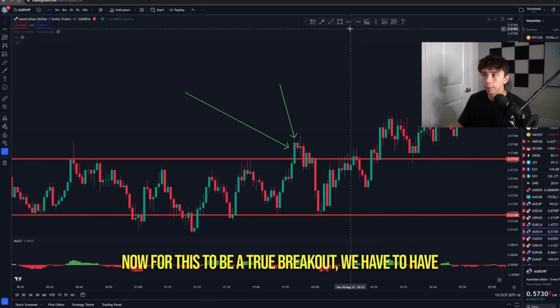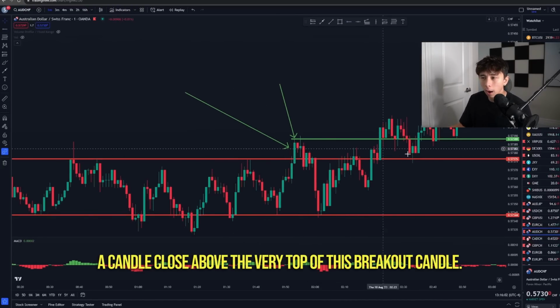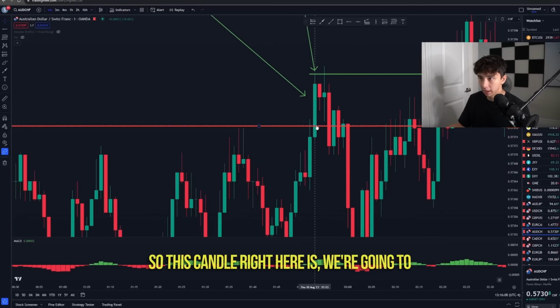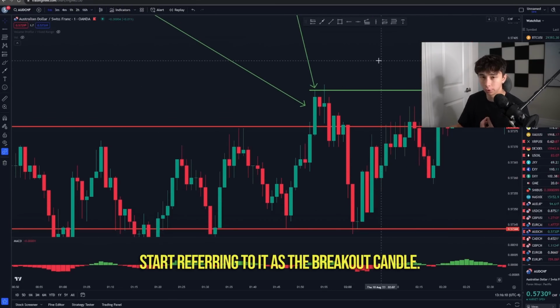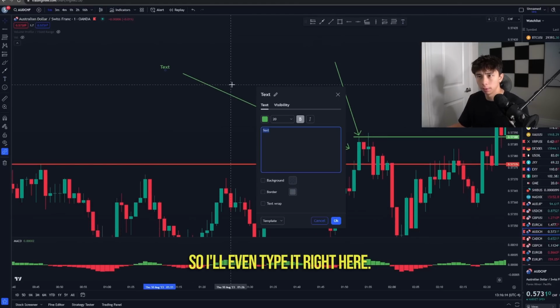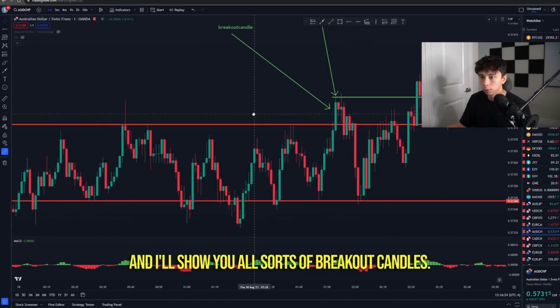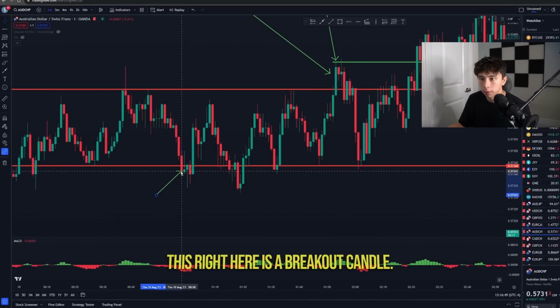Perfect. Now, for this to be a true breakout, we have to have a candle close above the very top of this breakout candle. This candle right here, we're going to start referring to as the breakout candle. So I'll even type it right here: this is considered the breakout candle. And I'll show you all sorts of breakout candles. This right here is a breakout candle. This right here is a breakout candle. This right here is a breakout candle.